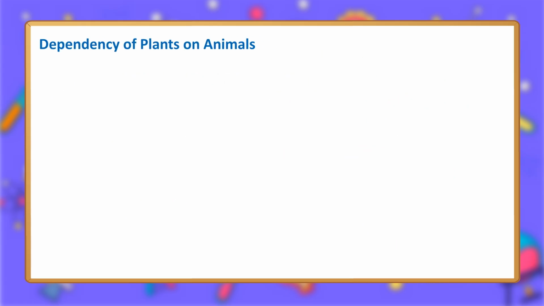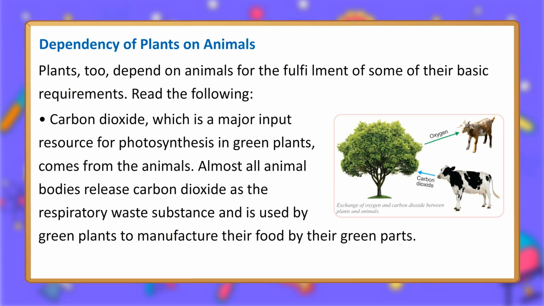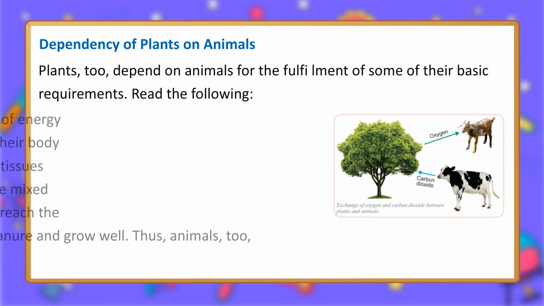Dependency of plants on animals. Plants, too, depend on animals for the fulfillment of some of their basic requirements. Read the following. Carbon dioxide, which is a major input resource for photosynthesis in green plants, comes from the animals. Almost all animal bodies release carbon dioxide as the respiratory waste substance and it is used by green plants to manufacture their food by their green parts.